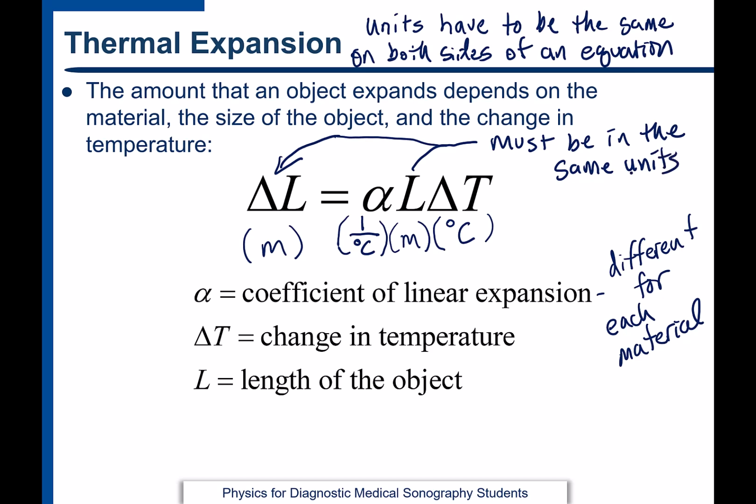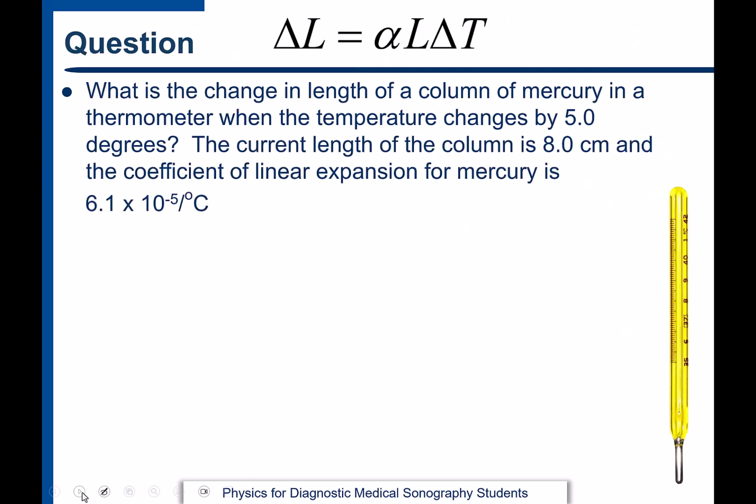And so that could be centimeters or meters, but just make sure that both L and delta L are in the same units. All right, let's try this out. So it turns out that this idea that materials expand or contract is actually how we make thermometers. So why does a mercury thermometer work? Well, because it works with the underlying principle that if you heat up any material, it will expand or contract.